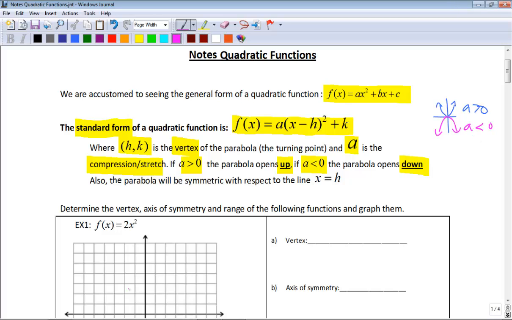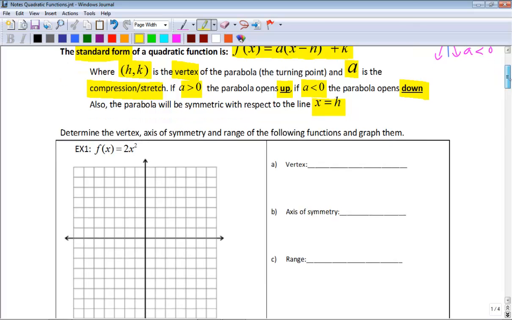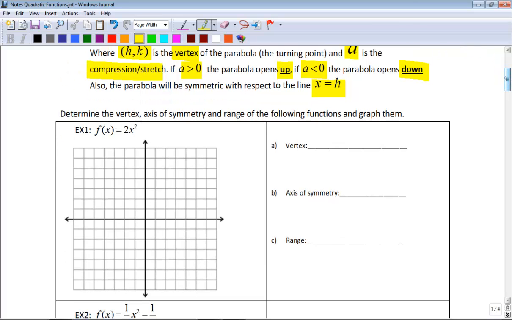Lastly, when you are in standard form, you are able to find the line of symmetry for the parabola. So the parabola will be symmetric with respect to the line x = h. This is the line that, if you draw it, the left and the right will be a mirror image of each other. So let's look at some examples. In the first few examples, we're going to determine the vertex, axis of symmetry, and range for the following functions, and we're also going to graph them.